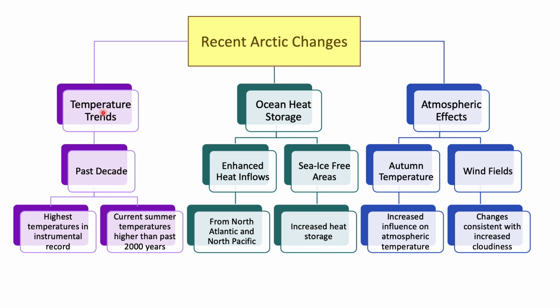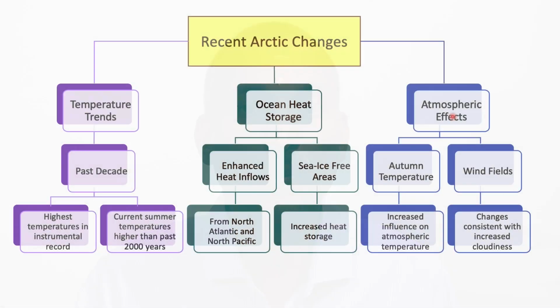We have seen the temperature trends, which are happening above the sea level, and ocean heat storage is occurring at the sea. Now we are going to see the atmospheric effect, which is much higher than the sea level. So the cryosphere generally exists at the ground level, but it also affects the atmosphere.